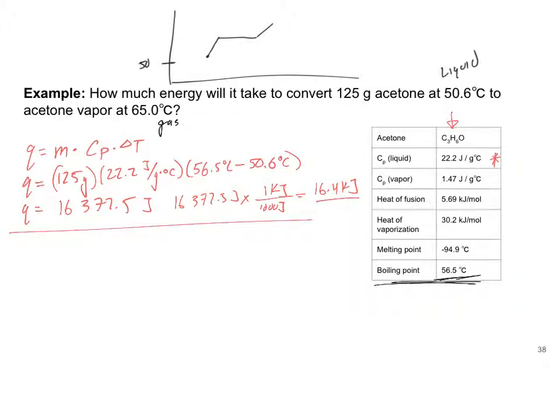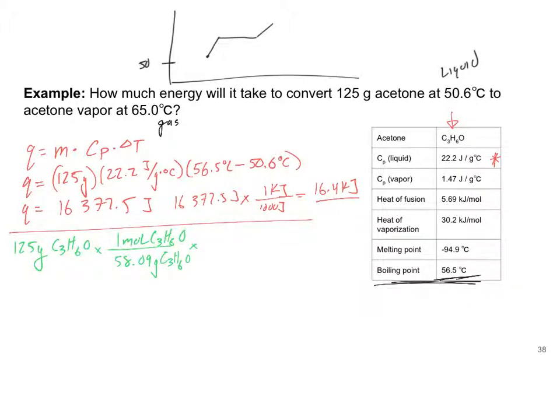Okay, so now we are going to go from liquid to gas, so we're going to be vaporizing. So I'm going to set up a vaporizing stoichiometry problem by taking 125 grams of acetone, which is C3H6O, and I'm going to convert it to 1 mole of acetone. And so the first thing I need to do is take 3 times 12.01 plus 6 times 1.01, which is 6.06, plus oxygen, which is 16. And so that gives me 58.09 grams of acetone.